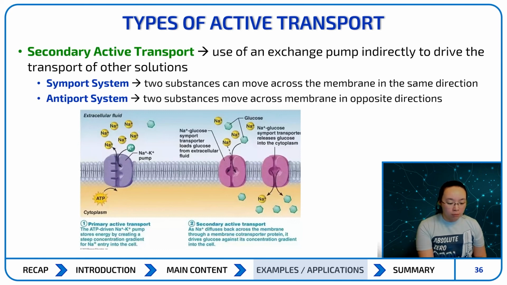So there's the symport system or the antiport system. Basically, a symport system is two substances moving across the membrane in the same direction. So if your sodium ions are going in, why not attach some glucose there and have it follow through? That's a symport system. In an antiport system, the two substances are going to move across the membrane in different directions. So if you bring in a sodium ion, maybe another one is going to come out against the concentration gradient.